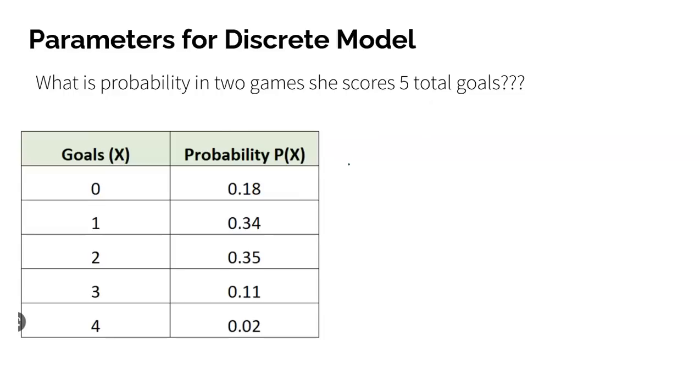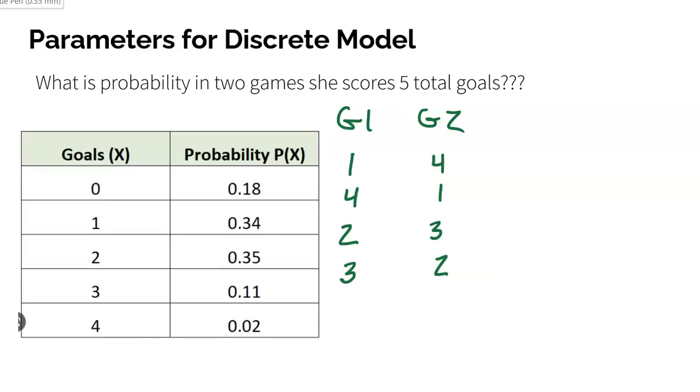Okay. So there's a couple different ways that she could score 5 total goals. So let's talk about game 1 and game 2. She could score 1 in game 1, 4 goals in game 2. That would result in a total of 5 goals. She could score 4 in game 1, 1 in game 2. Now that is technically different because these are 2 different games here and order matters. She could also score 2 in game 1, 3 in game 2. That would add up to 5. Or she could score 3 goals in game 1, 2 goals in game 2, and that would also add up to 5. So again, any possibility that adds up to 5 would result in her scoring 5 goals.